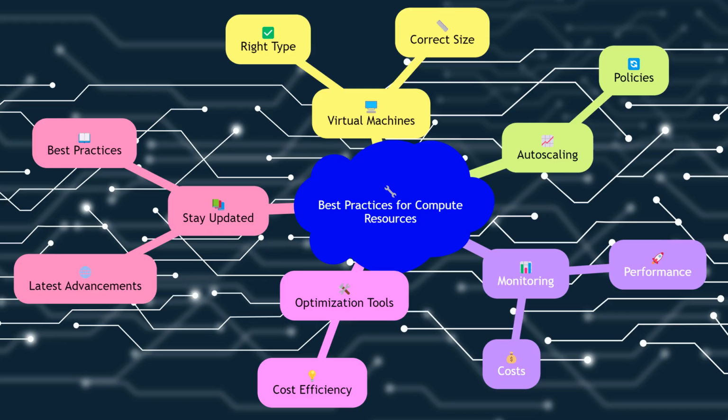To ensure optimal performance and cost efficiency, it's important to follow best practices for configuring compute resources. These include selecting the right type and size of virtual machines, configuring auto-scaling policies, monitoring performance and costs, and using cost optimization tools. Additionally, it's important to stay up to date with the latest advancements in compute technology and best practices. By following these guidelines, you can maximize the performance and cost efficiency of your machine learning jobs.